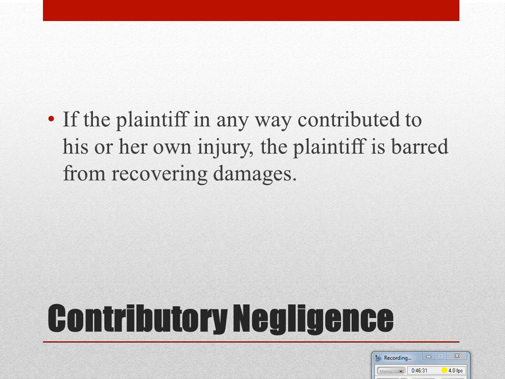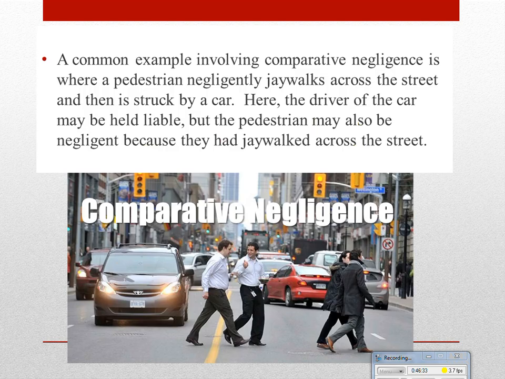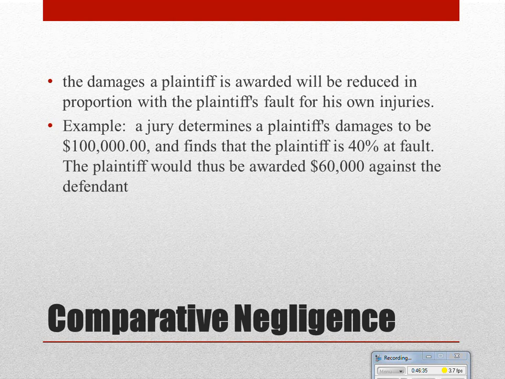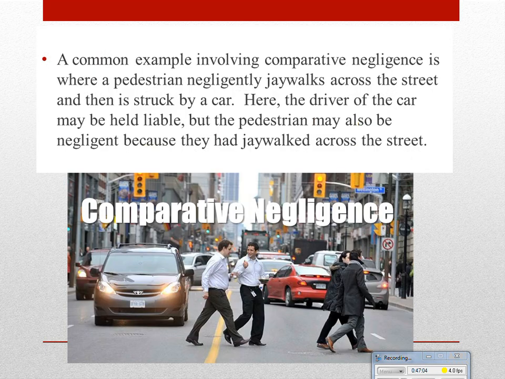All right, moving backwards. Comparative negligence. This is when the damages for a plaintiff are awarded, but they're reduced in proportion with the plaintiff's fault for his own injuries. So if the judge says a plaintiff should get $100,000, but he finds the plaintiff is 40% at fault, the judgment would be lowered to $60,000. Okay, here is the actual example.